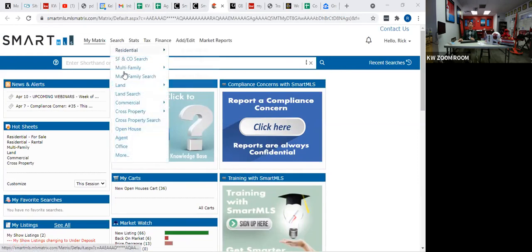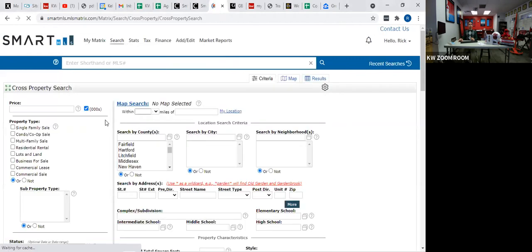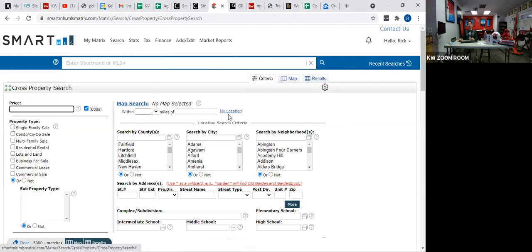I use this cross-property search. I don't use anything but the cross-property search because from there, I can access everything, and I don't have to make it specific about single family or condo. From cross-property, I can make it whatever I want. So that's where I live with all of my stats.